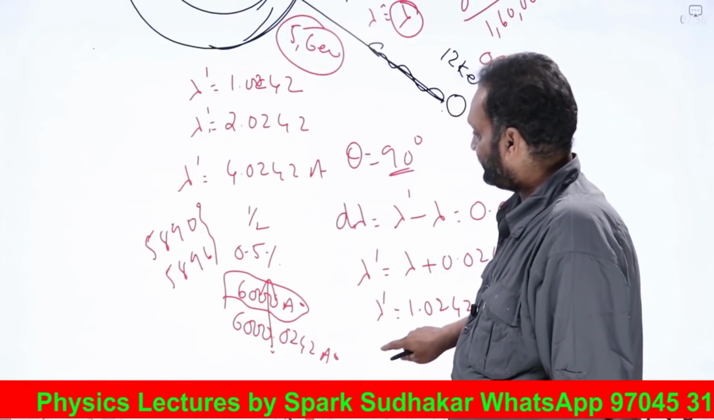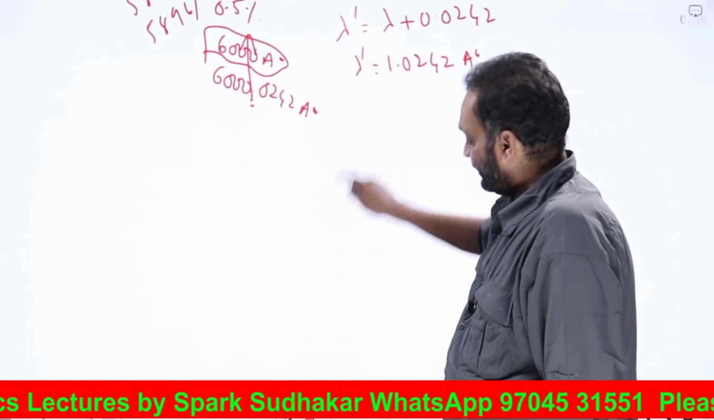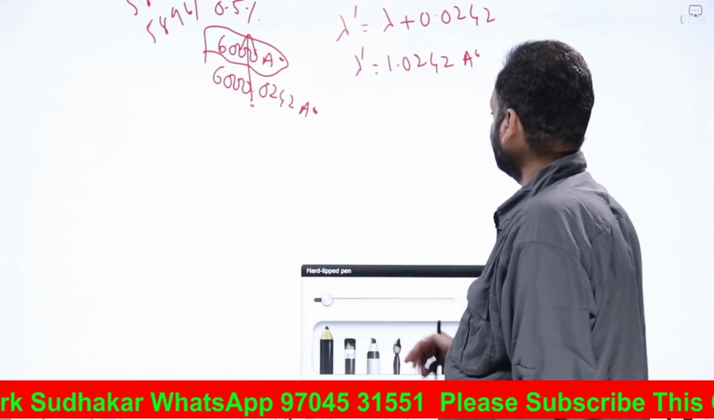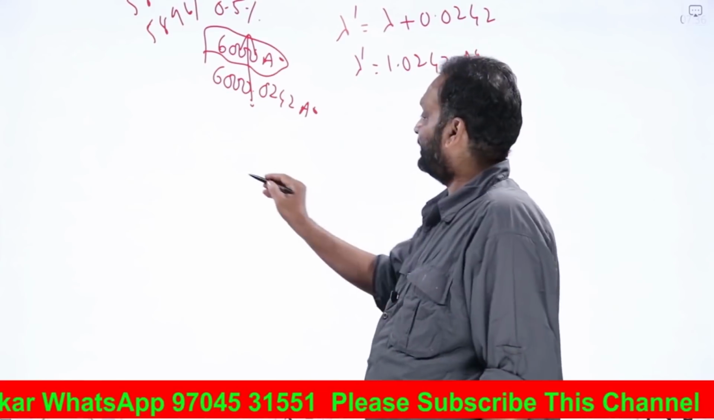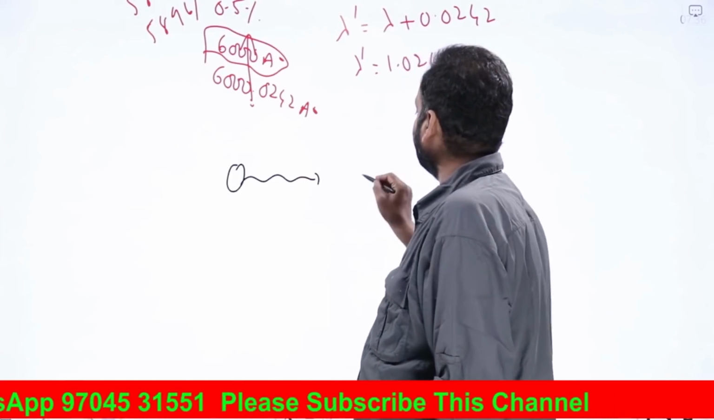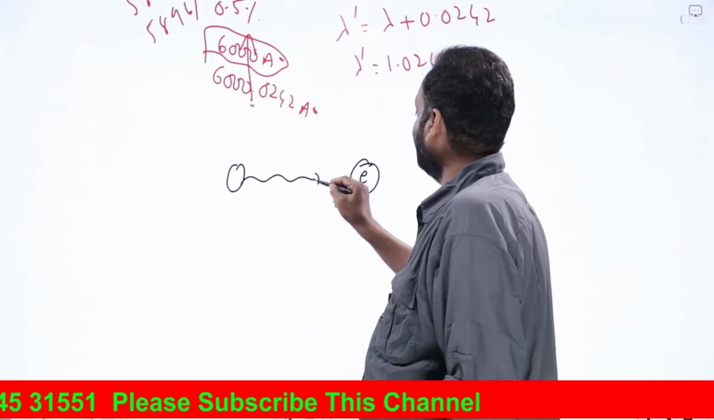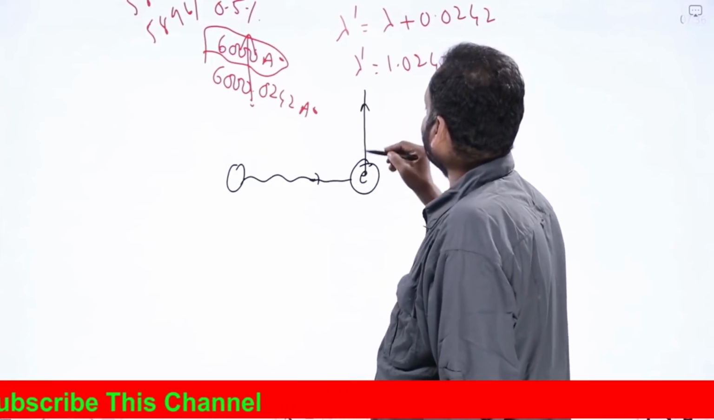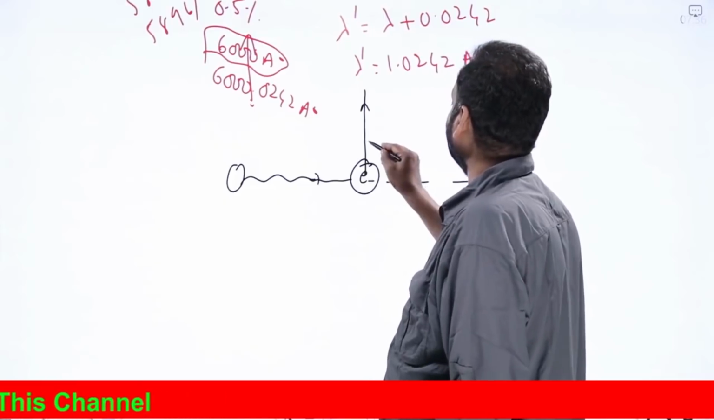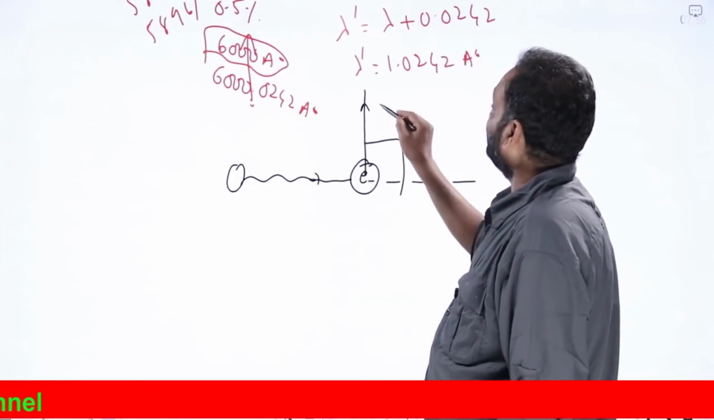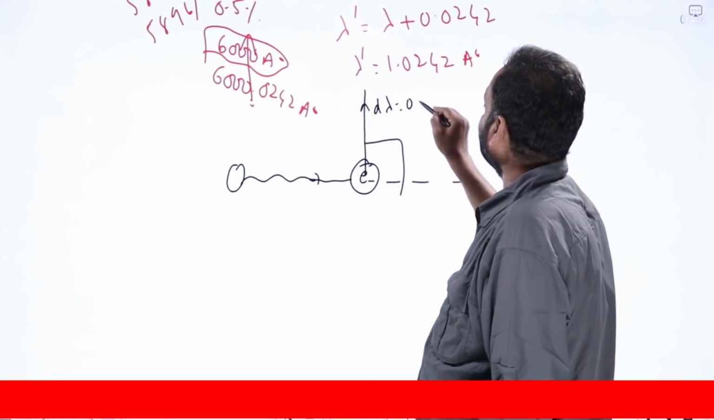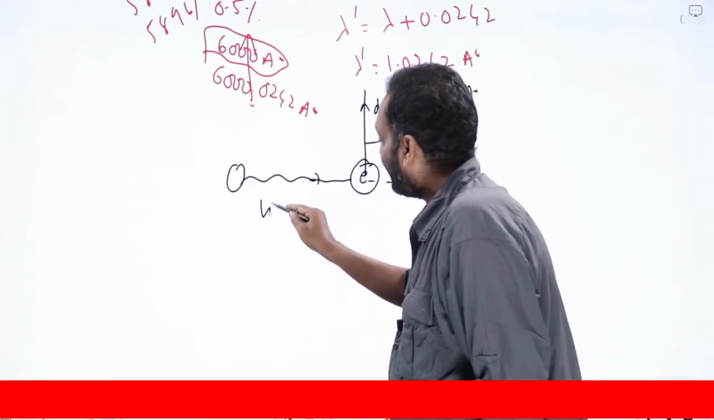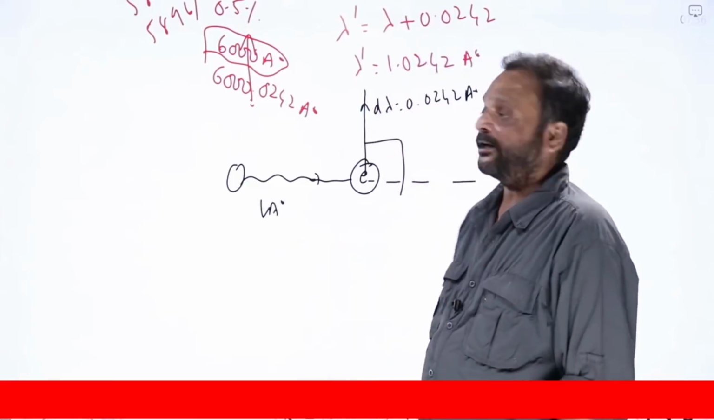The next point is at 90 degrees angle. I am sending an incident photon like this. There is one target electron at rest here. Our photon goes and hits this target electron, and the photon gets scattered at 90 degrees with respect to the incident direction, say. So what is d lambda here? d lambda is 0.0242 angstroms.